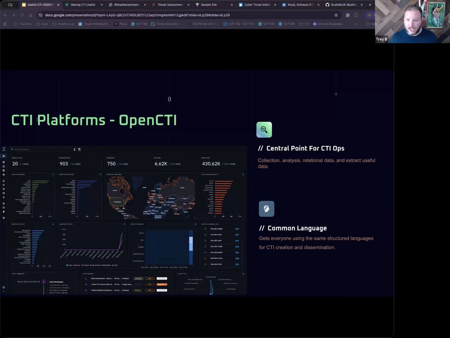OpenCTI, or intelligence platforms as a whole, also do the same thing. Normally there's a bunch of different ones, but a lot of what you'll see, and I believe Noah called it out earlier, are STIX packages, which are just data bundles that include a lot of this information for you.